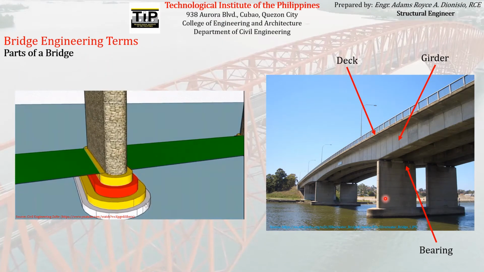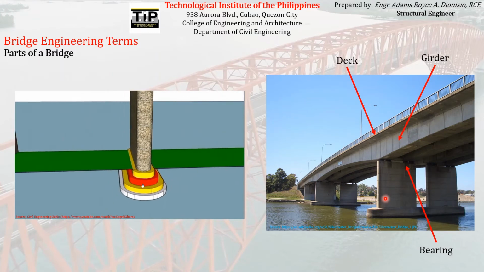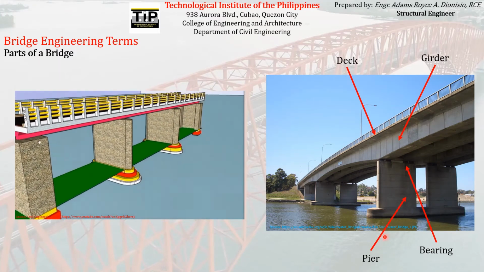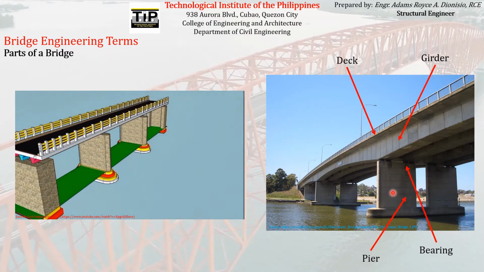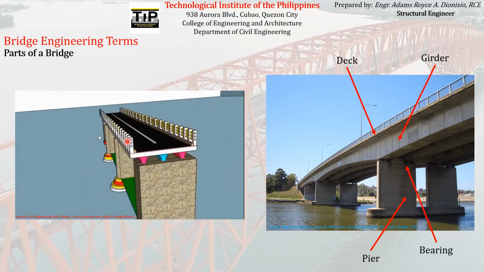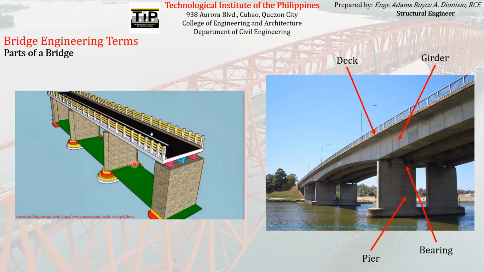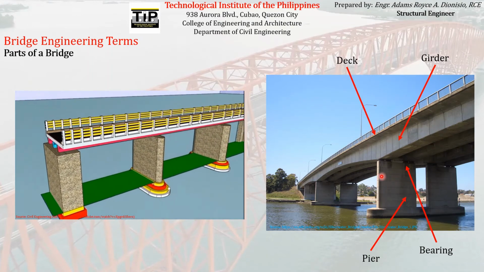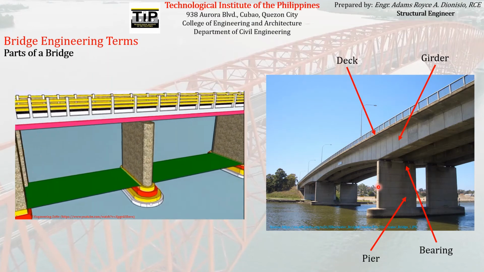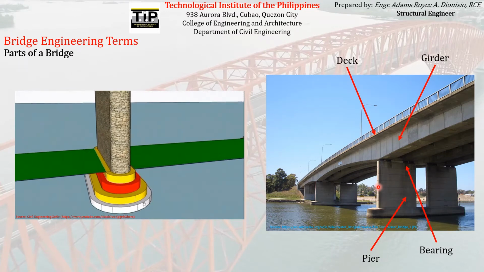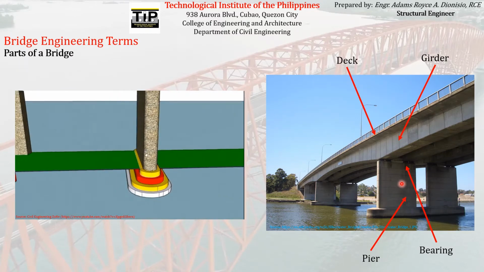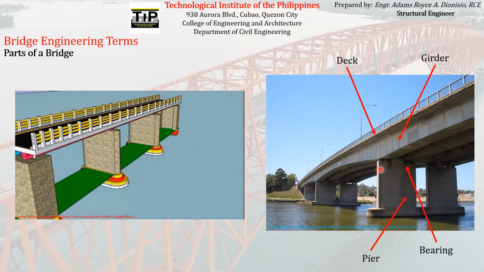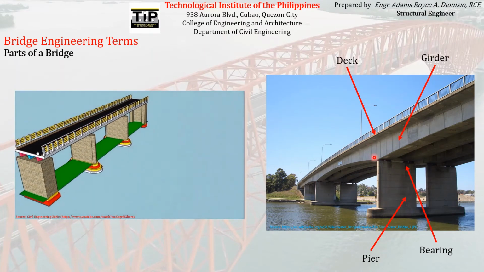The other part of the bridge where the bearing rests is what we call the pier. There are different types of pier that we will study later on. The pier looks something like this or this. The pier is the part of the bridge that supports the bearing together with the girder and the deck.